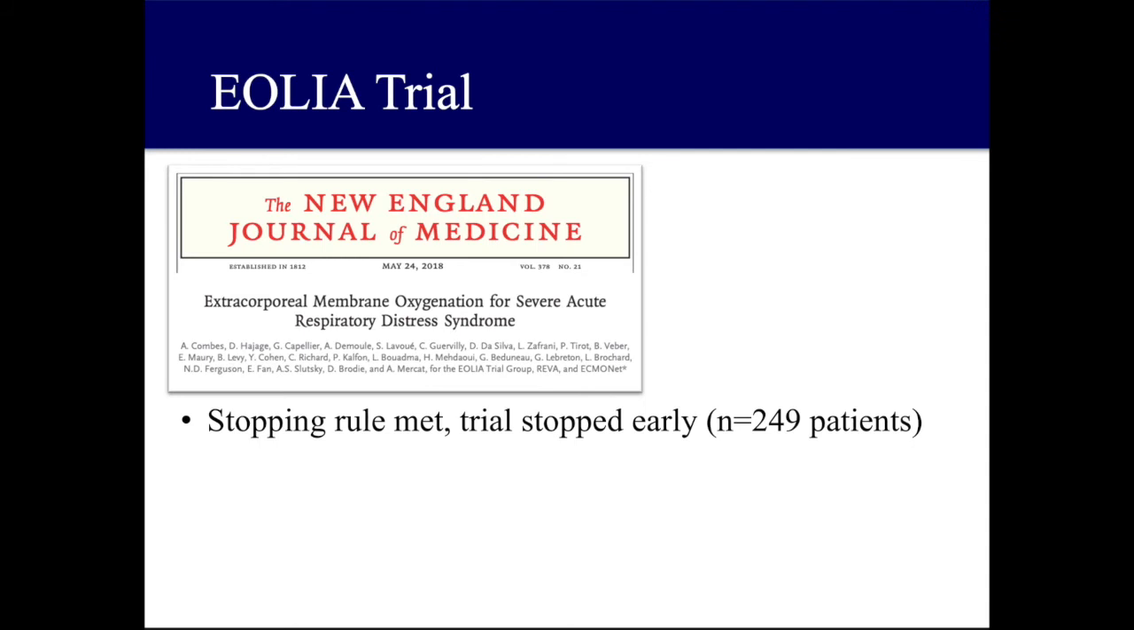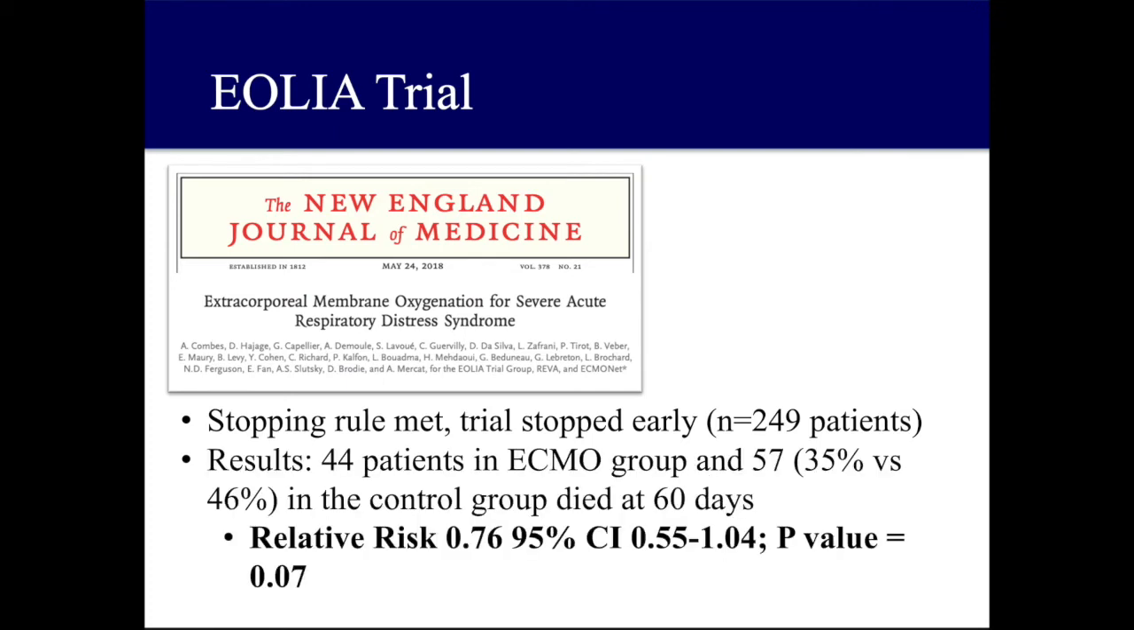Unfortunately, this study had its stopping rule met for futility, and therefore they stopped the trial early at only 249 patients. The results were 44 patients in the ECMO group and 57 patients in the control group died at 60 days, to give them a relative risk estimate of 0.76 and a confidence interval that crossed 1 with a p-value of 0.07.